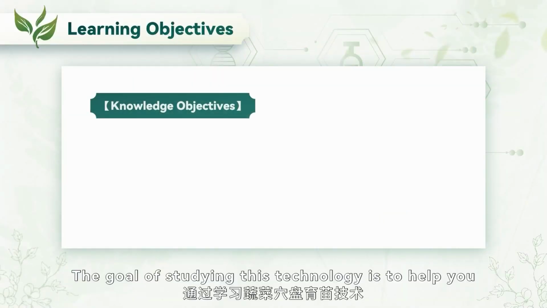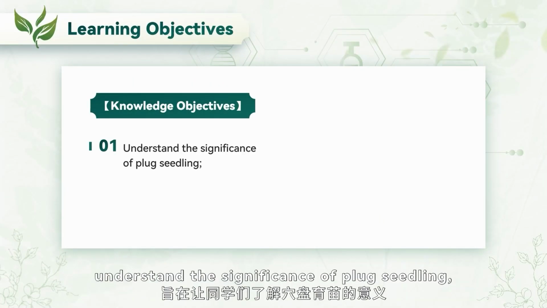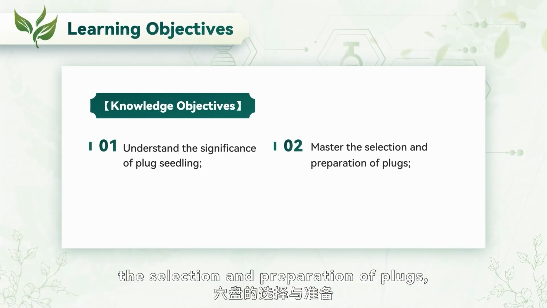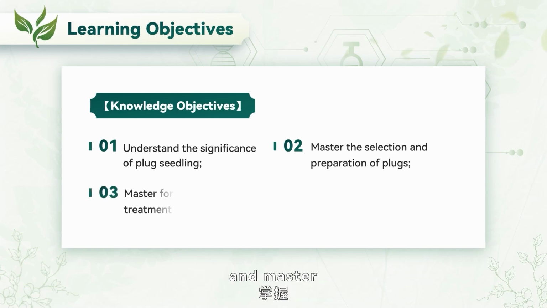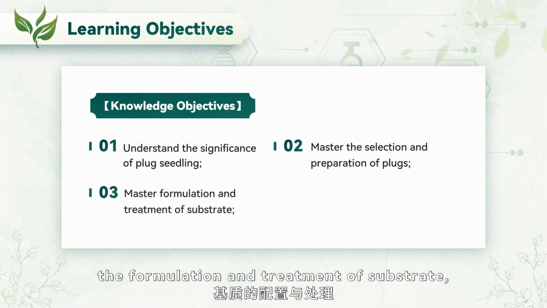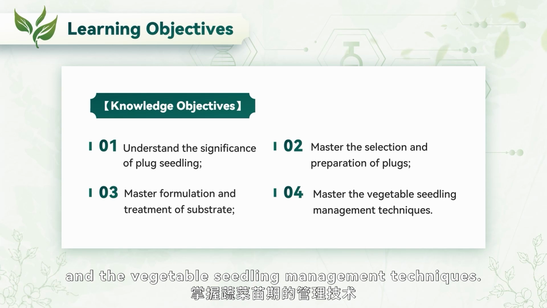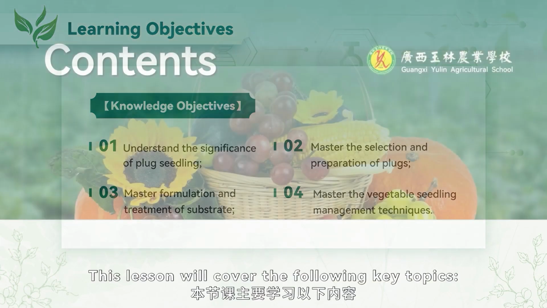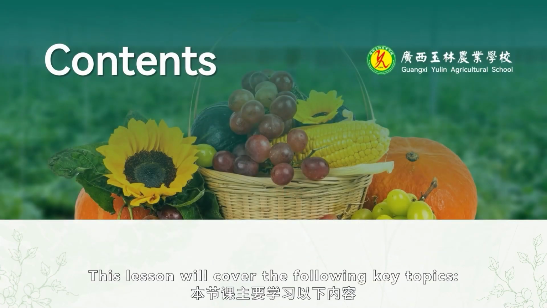The goal of studying this technology is to help you understand the significance of plant seedling, the selection and preparation of plants, and master the formulation and treatment of substrate, and the vegetable seedling management techniques. This lesson will cover the following key topics.